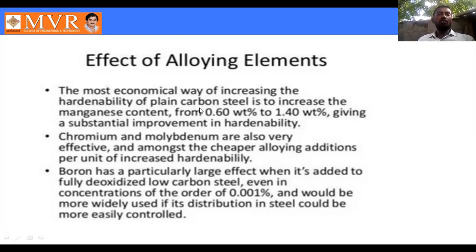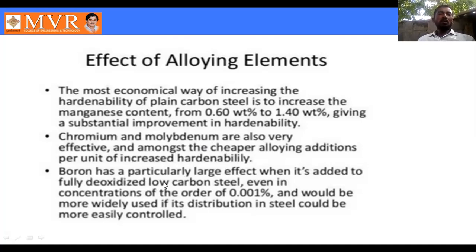So what do the alloying elements do? Manganese we can use in steels to improve the hardenability. Chromium and molybdenum are also very effective elements, and they are also cheaper alloying elements. We can add these to alloy steels to increase the hardenability.